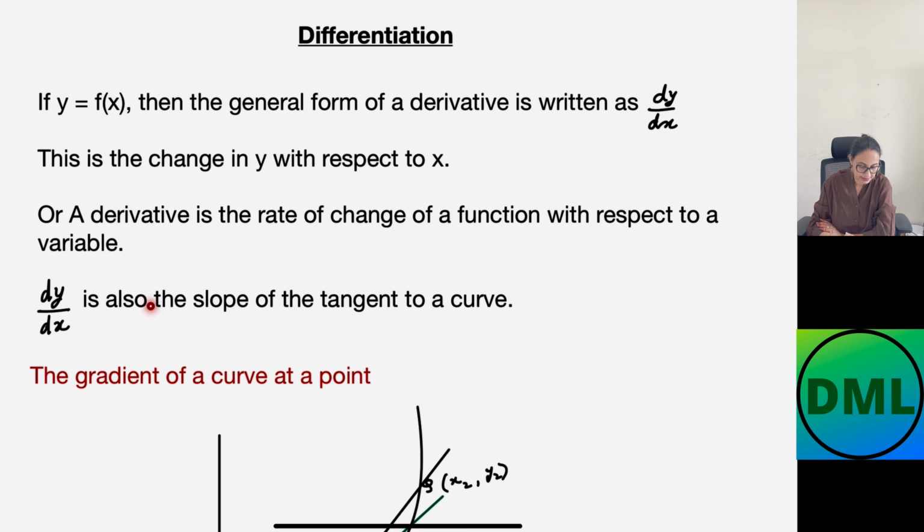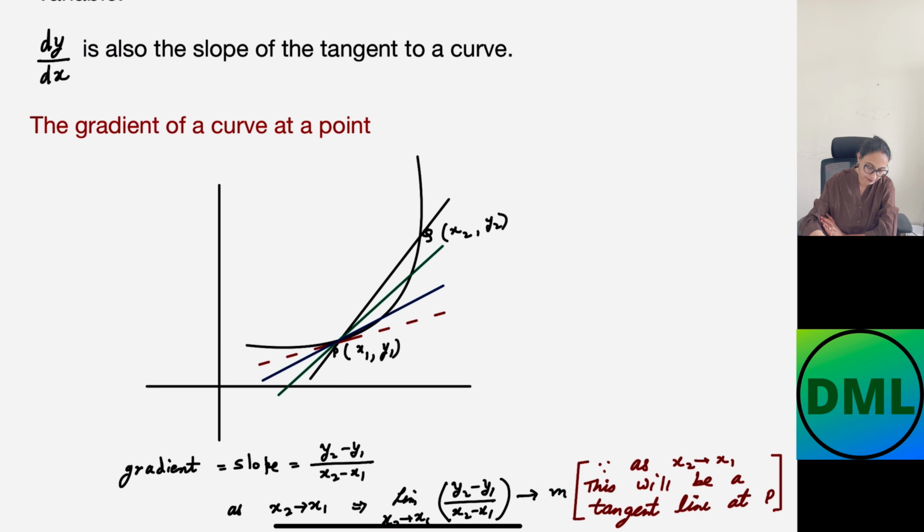Dy by dx is also the slope of the tangent to a curve. We know that the tangent is one line and any line has a slope. So dy by dx will give you the slope of the tangent line, the gradient of a curve at a point. Let's see our curve first.